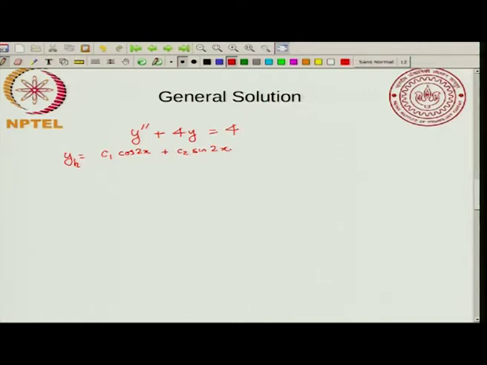Now you need to find y p, one particular solution. You see that there is a 4 on the right. If y equals 1, then the 4y term will become 4, and y double prime of 1 is 0, so you will get 4 equal to 4. So for the particular solution y p of x, just choose 1, just by inspection.